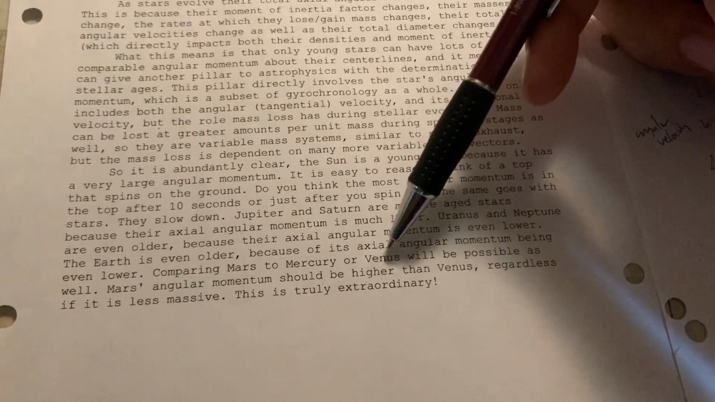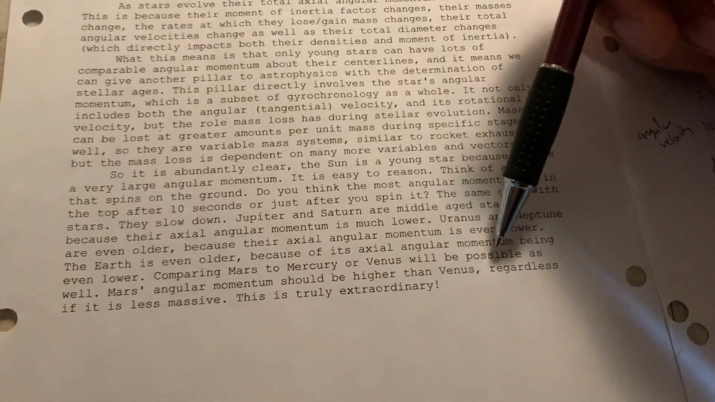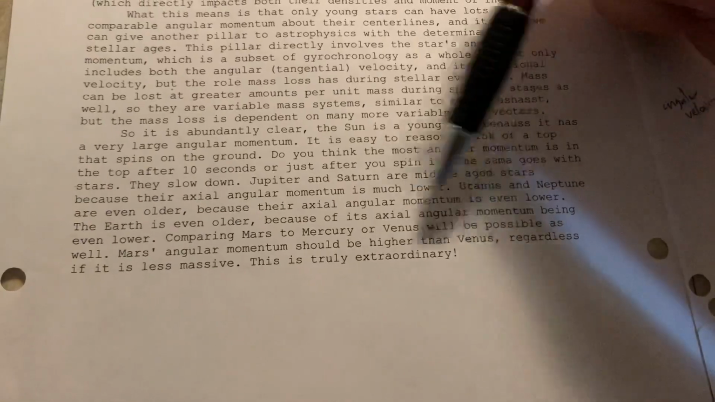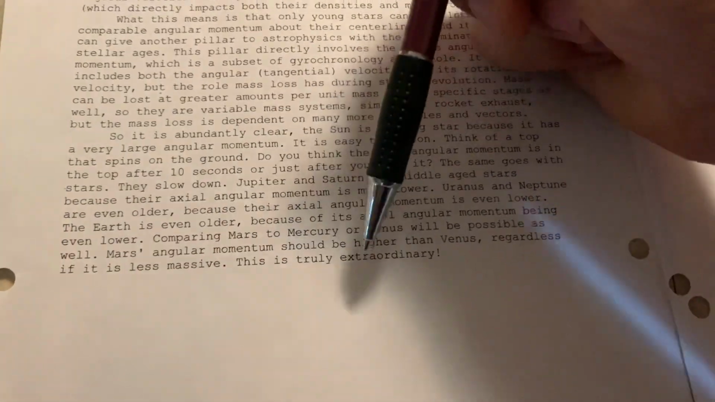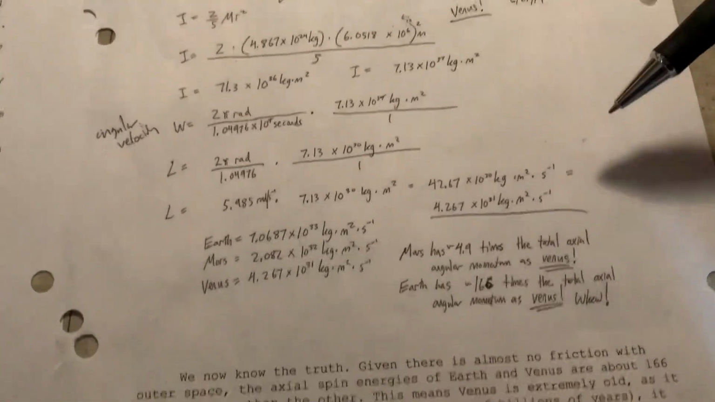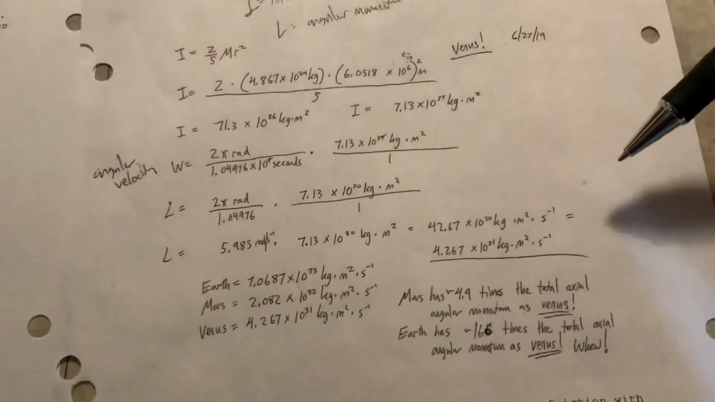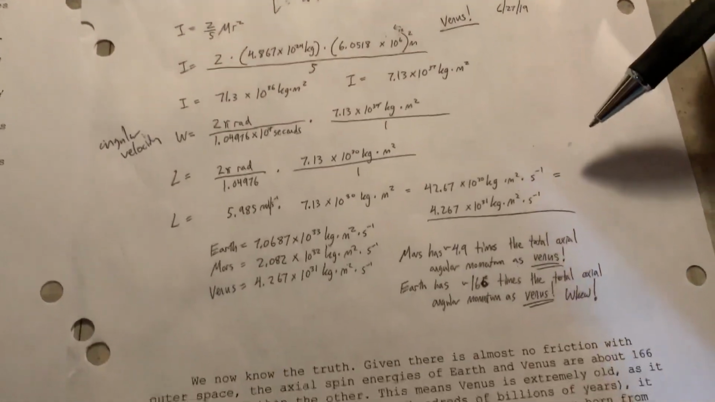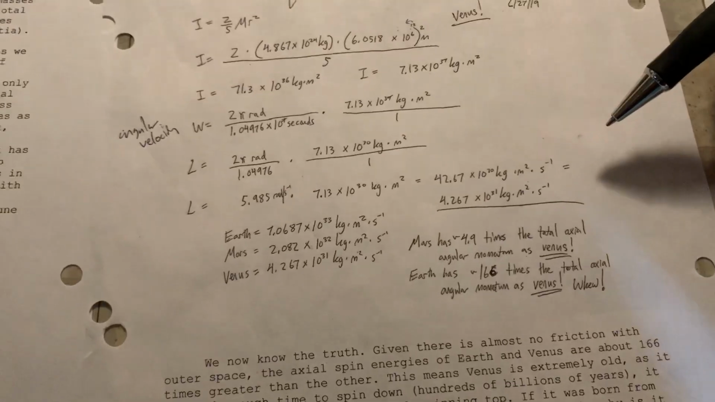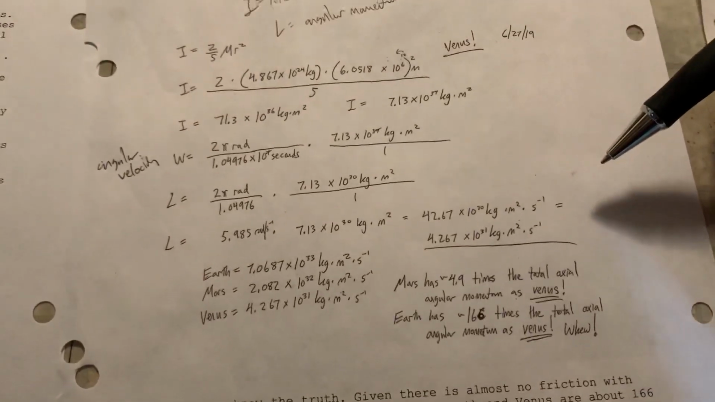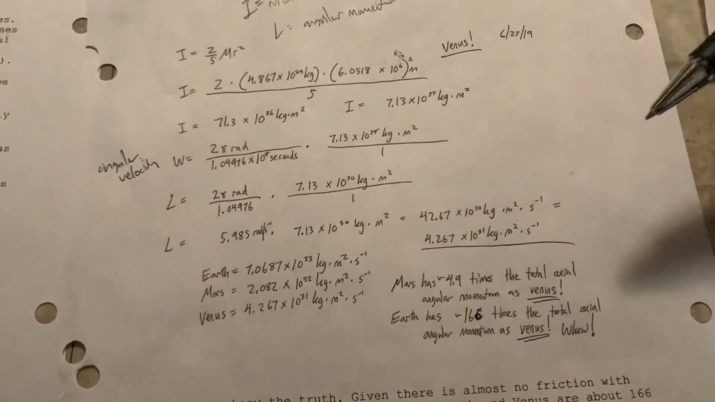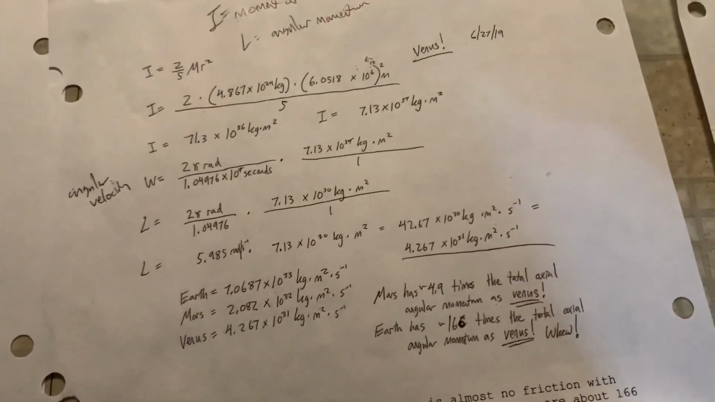Comparing Mars to Mercury or Venus will be possible as well. Mars's angular momentum should be higher than Venus, regardless if it is less massive. This is truly extraordinary. And I did calculations on these objects. This, of course, is complete blackout from any type of mainstream media source or anything like that. But this is essential knowledge for understanding why these objects are spinning. Remember, establishment doesn't understand what they're looking at. They don't realize that the planets are actually older stars.